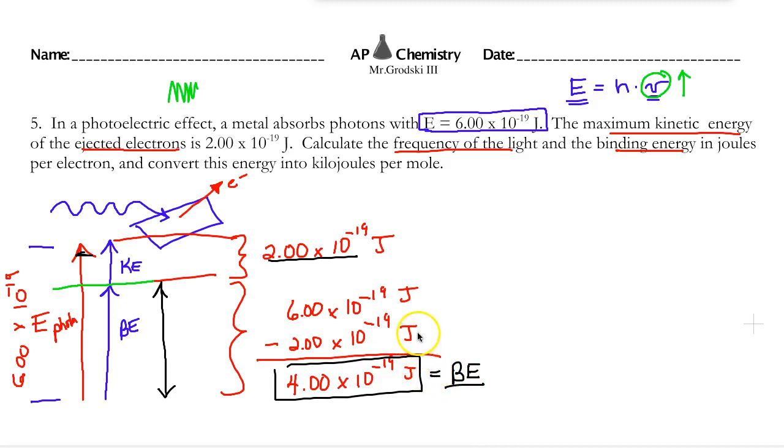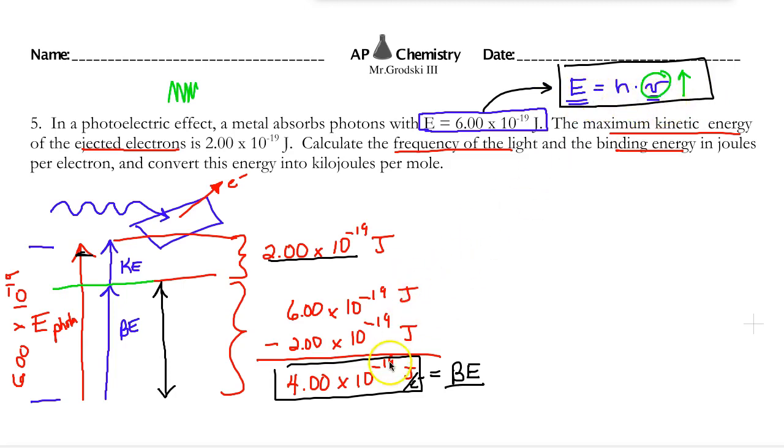Now, a couple of things they wanted. The binding energy in joules per electron, that's what this is. This is joules per electron, because this energy that we get per photon, or this energy they give you, is basically made through this formula.